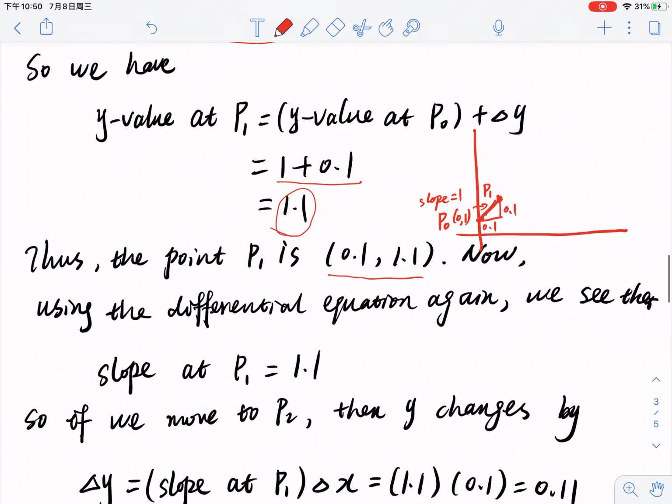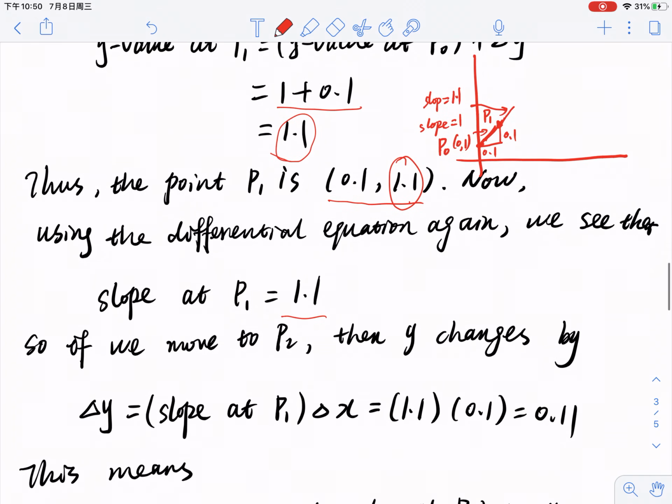So now using the differential equation again, we see that the slope at P1, P1's y coordinate is 1.1, so its slope is 1.1. The slope at P0 was 1, so at P1 its slope is 1.1. So if we move from P1 to P2, then y changes by delta y, the slope at P1 times delta x. So it's 1.1 times 0.1, so 0.11.